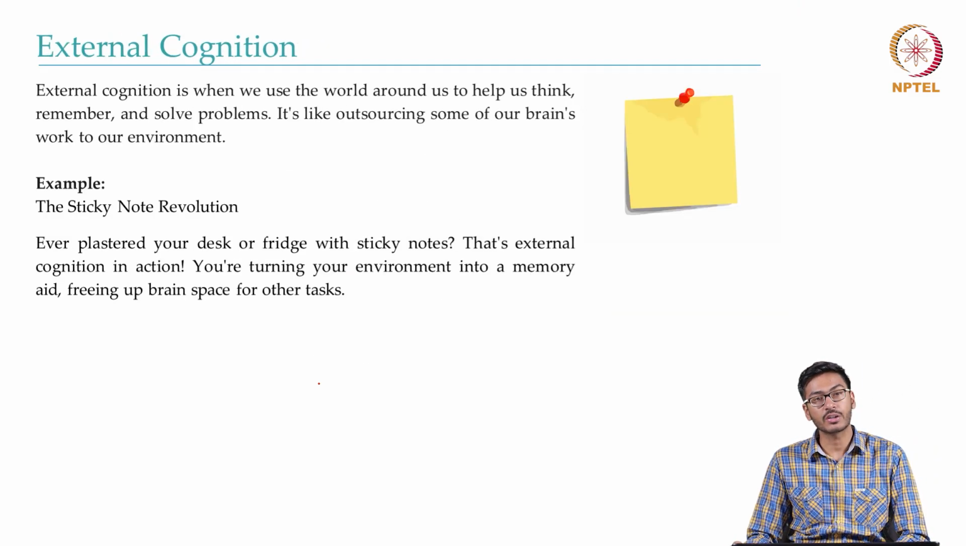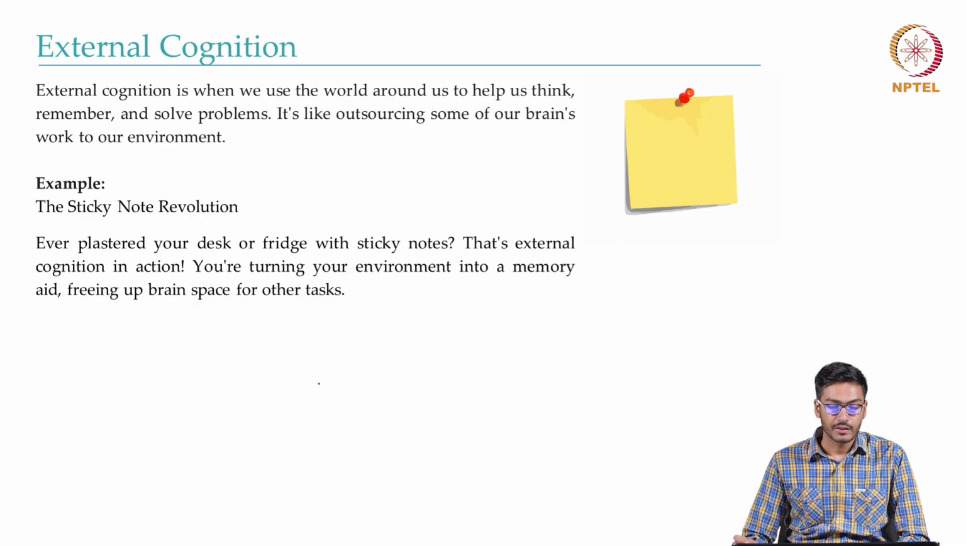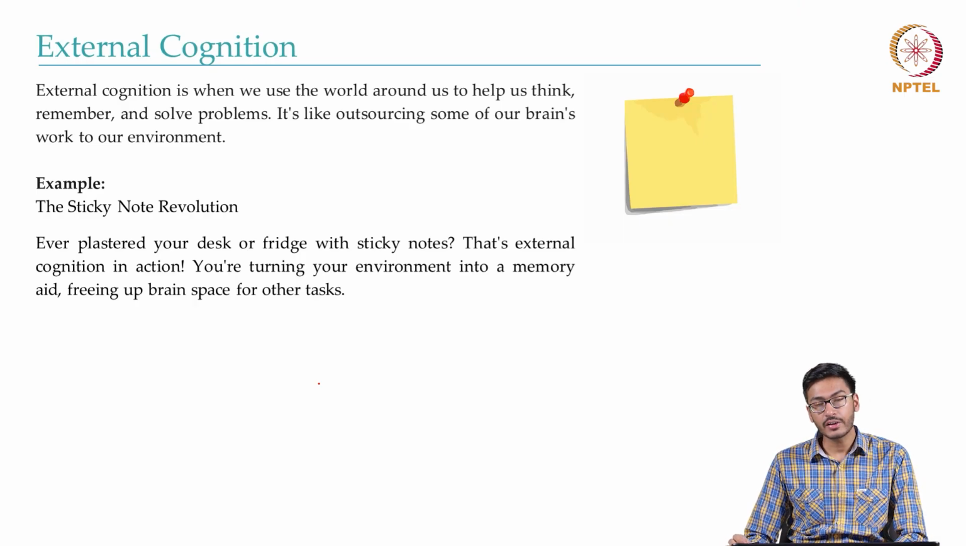We also have external cognition, where we use the world around us to help us think, remember, and solve problems. It is like outsourcing some of our brain's work to the environment outside. For example, do you remember the sticky note revolution, where you just wrote something on a sticky note and put it on your fridge or your desk? That's external cognition in action. You're turning your environment into a memory aid that allows you to free up some of your mental space for other important tasks.